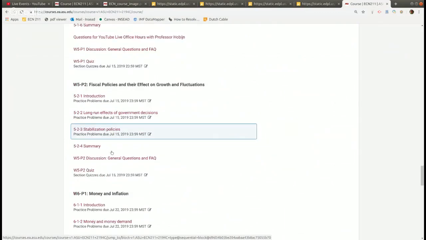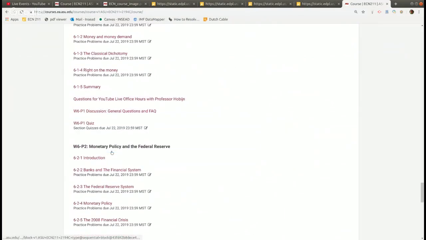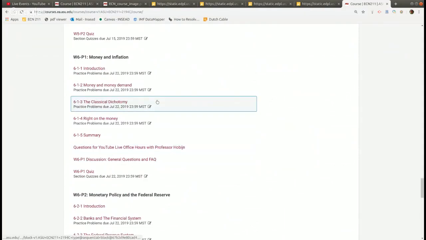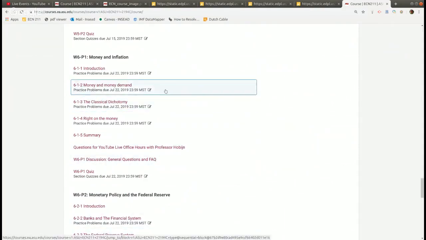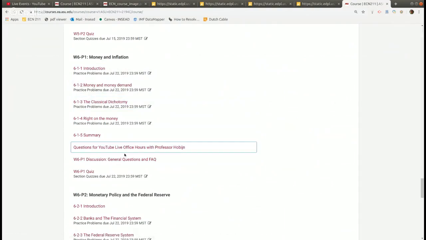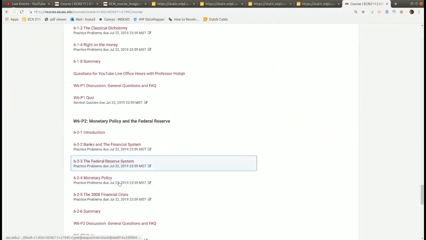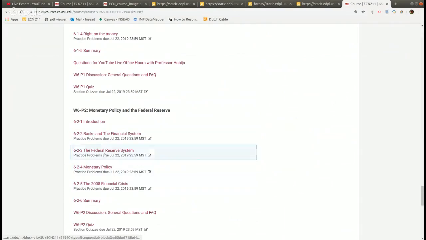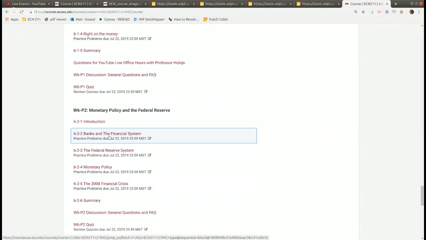And then in the next week, we're going to look at a specific thing that the government does, which is supply money in the economy. We'll ask ourselves, what is money? And then in the second part of the week, we're thinking about what the role of the central bank is in supplying money in the economy.